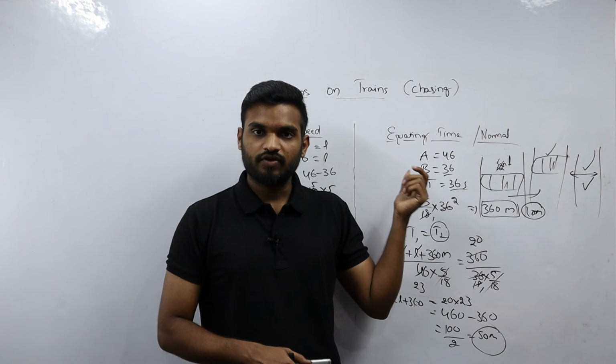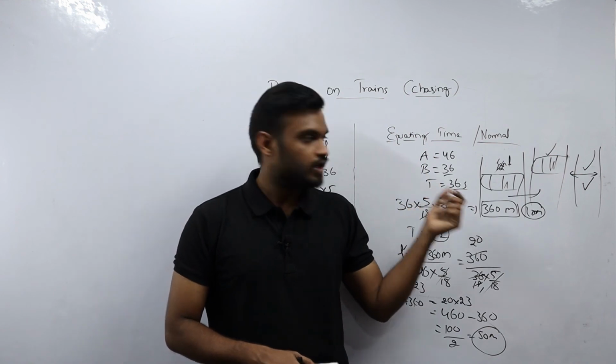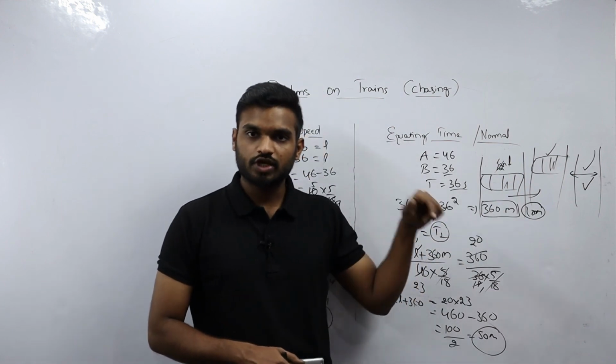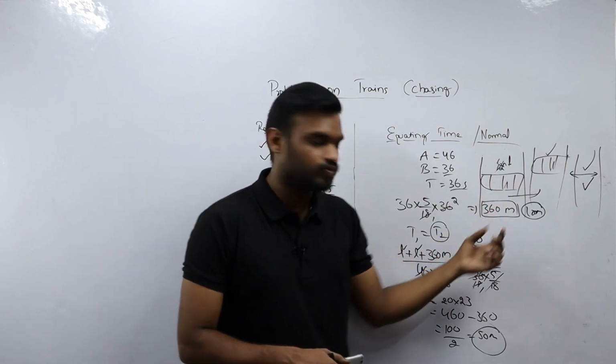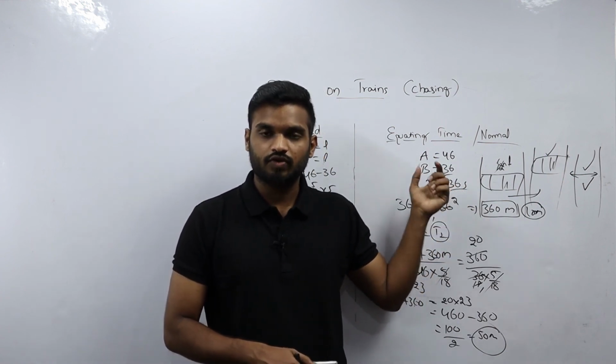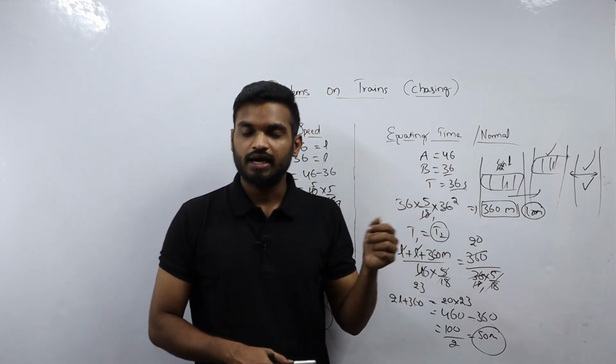See here, whenever you are following the equating method, first of all you need to find out what is the total distance covered by the first train before being overtaken by the second train. And then you can find out what is the total length of the trains and also what are the speeds of the trains. This is the most important thing when it comes to chasing when you are following the equating method. And that's it for this video.